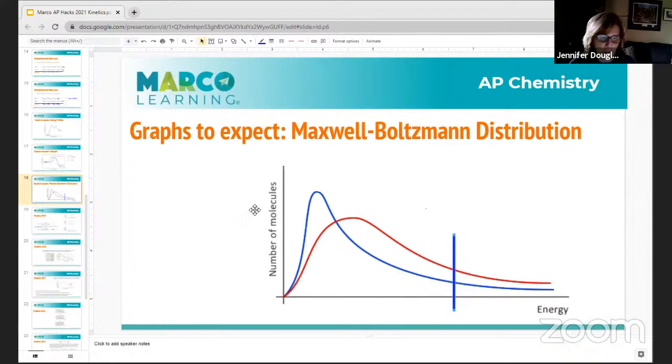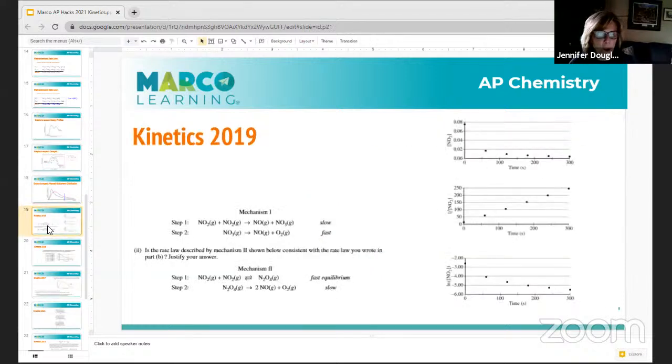So just watch out for that. Most likely it's going to come up on kinetics and it'll say energy down here. All right, so what I want to do is just show you from 2019 back to 2014. What I've done is cut and pasted little pictures of anything related to kinetics on the FRQ portion of the exam. And I want you guys to pay attention to what they're asking you, because this lets you know what they care about for kinetics.